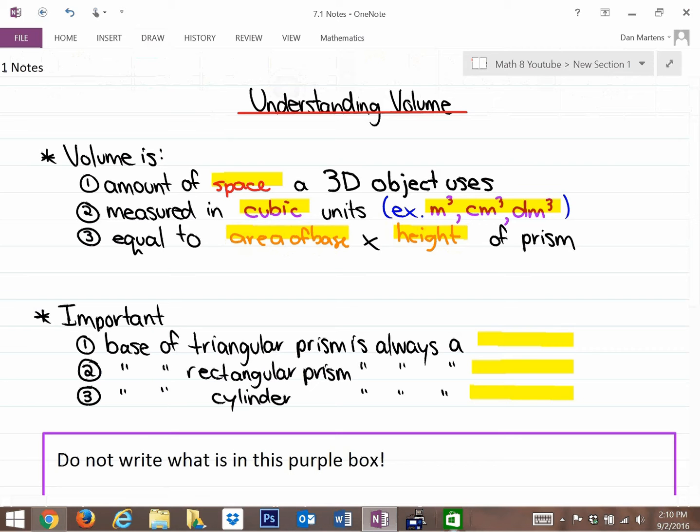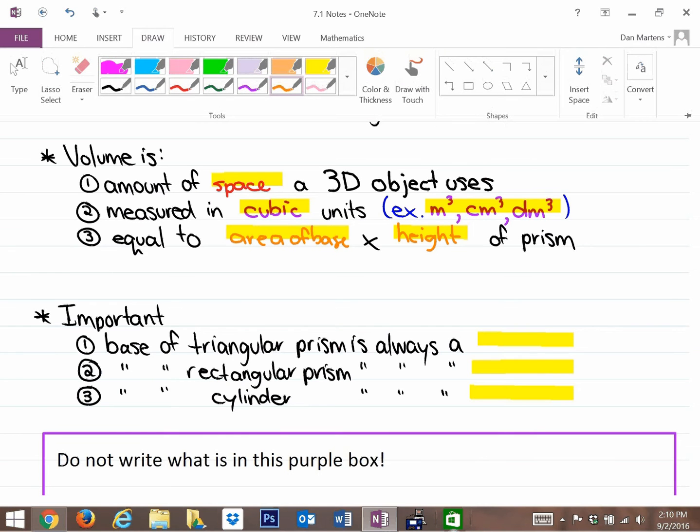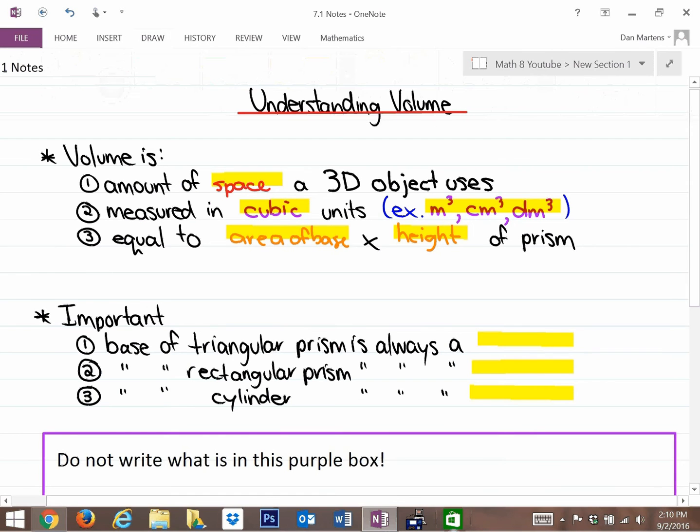A few important notes here as we're dealing with the area of the base. The base of a triangular prism is always a triangle. So even if a triangular prism is tilted on its side so that the triangles are at the ends, the triangle is still considered the base. The base of a rectangular prism is always a rectangle. And finally, the base of a cylinder is always a circle, even if it's tilted.